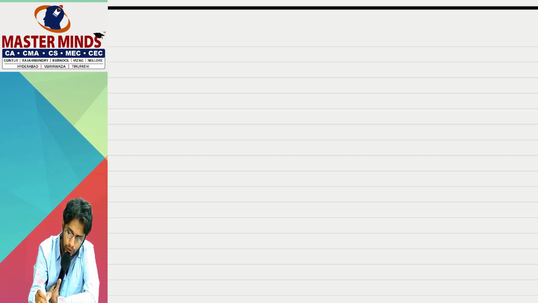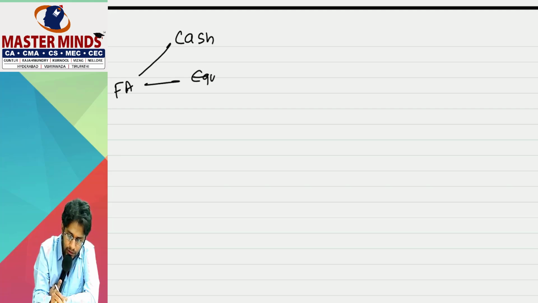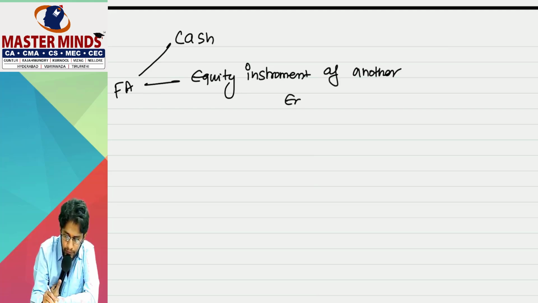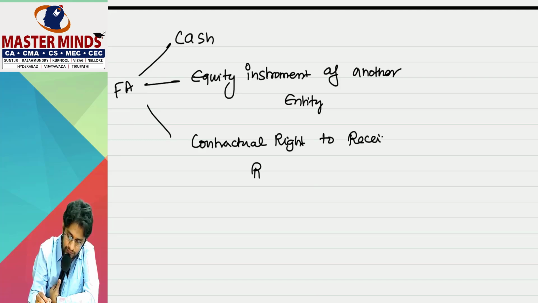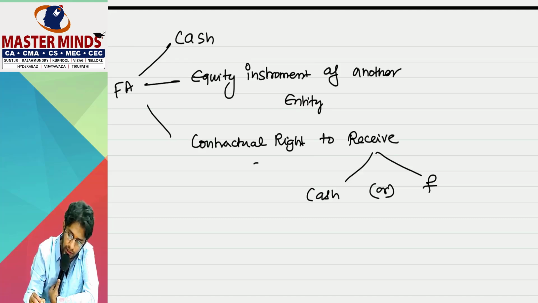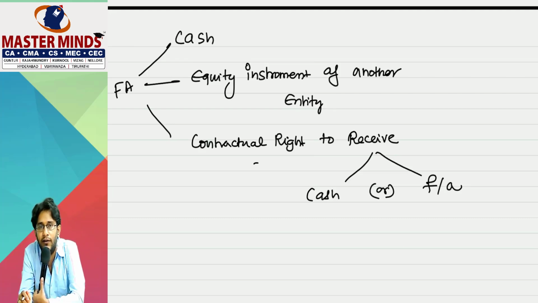So now 3 points we have discussed, sir. One is straight away cash is a financial asset. Equity instrument of another entity is a financial asset. Third one is, he says you should have a contractual right to receive, what? Receive either cash or any other financial asset. So first of all, we are reading the financial asset definition. In the definition, again they said that right to receive a financial asset is also a financial asset.